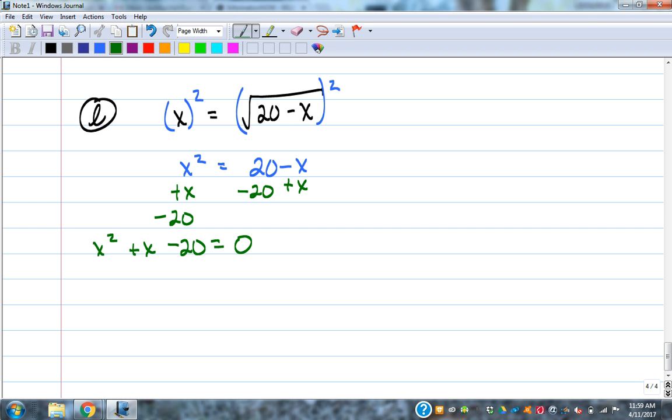I'm going to do this one both ways. I'll do it with factoring and quadratic formula. So we'll do quadratic formula first. x equals negative b plus or minus the square root.